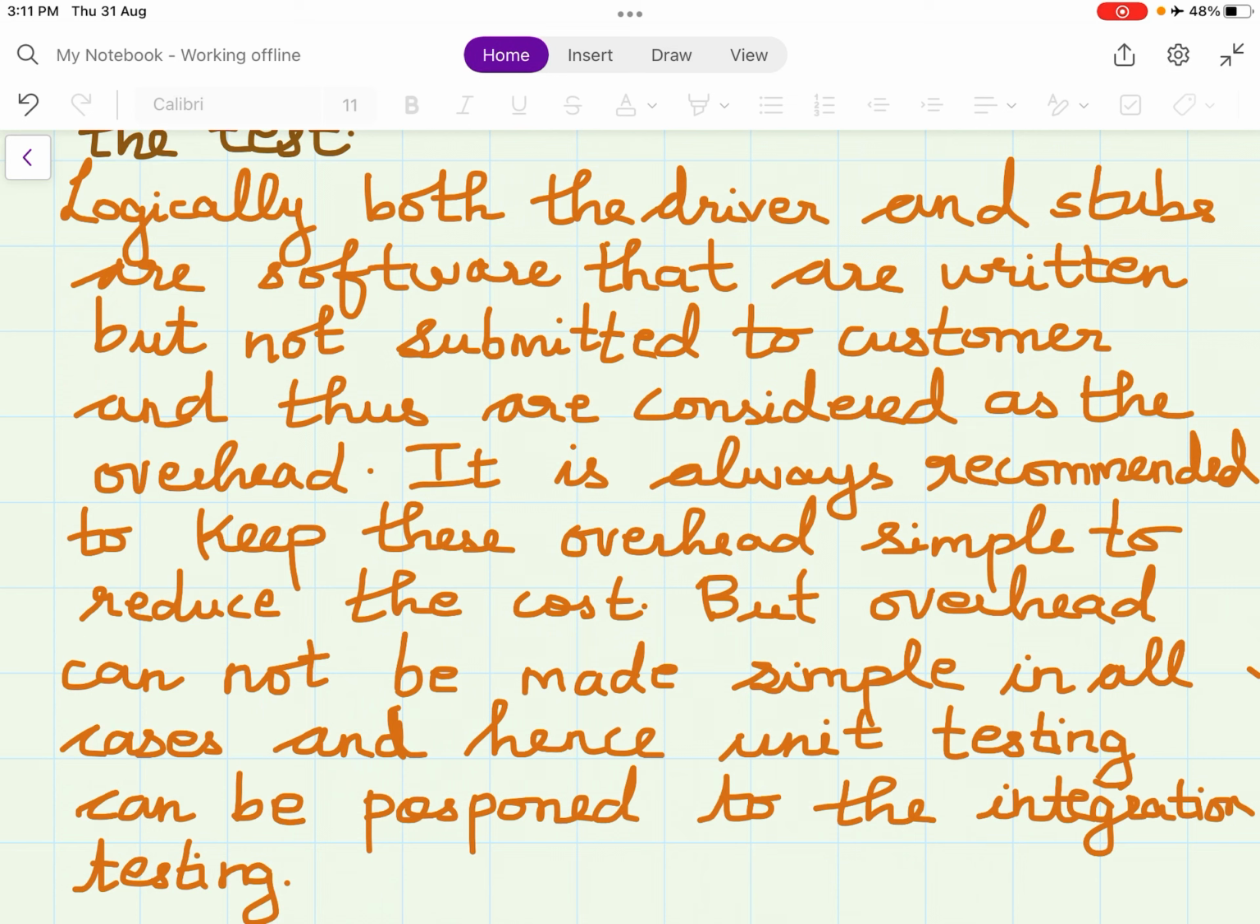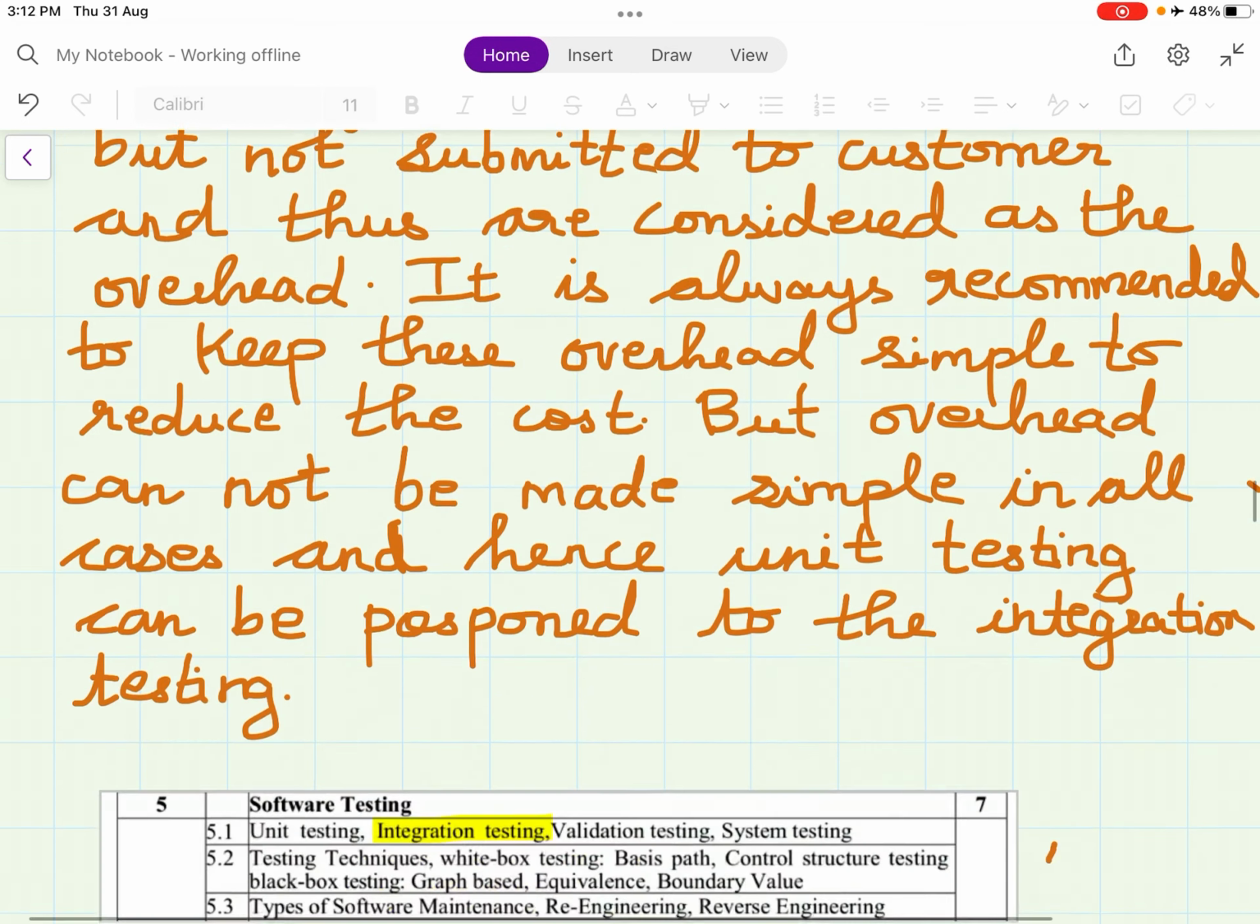But overhead cannot be made simple in all cases, and hence unit test integration can be postponed to integration testing. So instead of unit testing, go with integration testing, because in integration testing you are eliminating the stubs. Therefore, you are eliminating the overhead problem. Therefore, the cost will automatically be reduced.